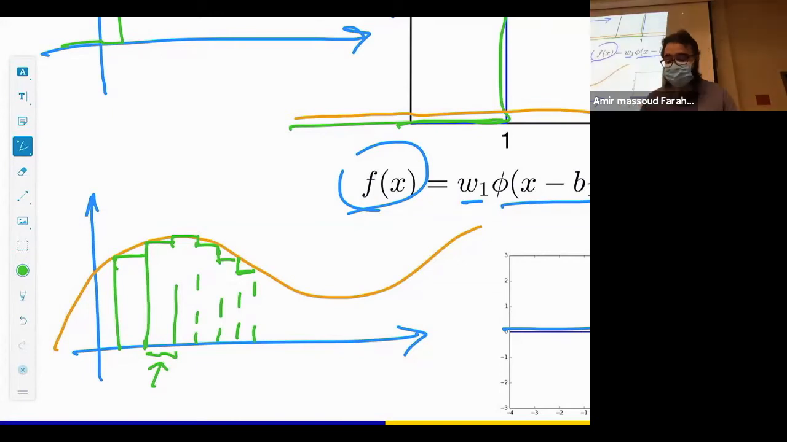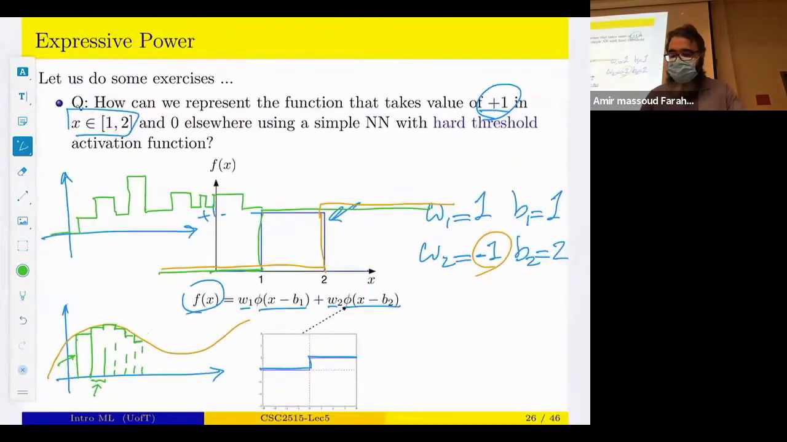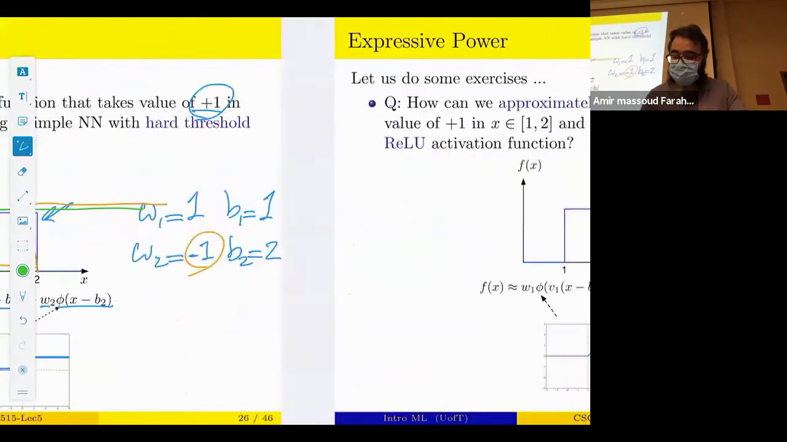Okay, so maybe another thing is that now when we have this green function, which has this step-like structure, we can use this hard threshold and proper choice of weights and biases in order to represent that green function exactly. And then the green step function can approximate the orange curve arbitrarily well. So this is the idea that we can represent these functions.